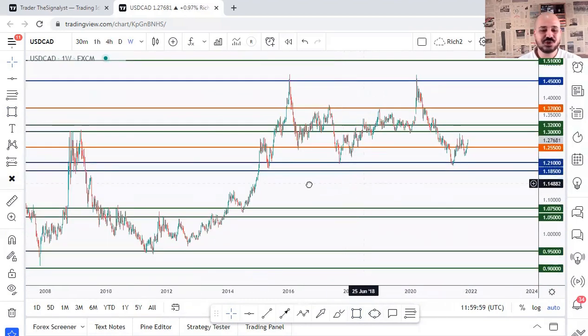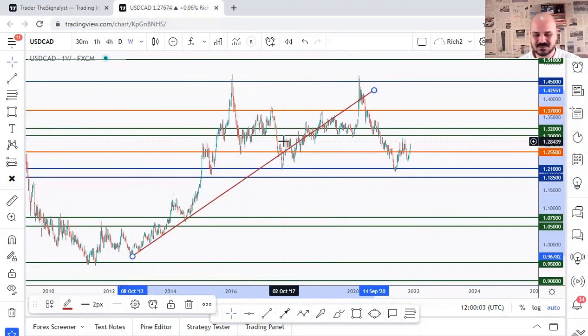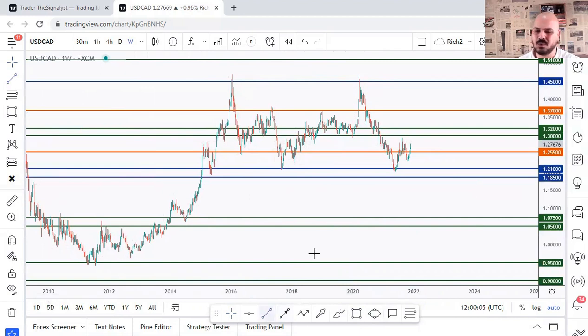Let's see if we can draw any trend lines. I don't see any fresh ones. We had this one previously, got broken, got old.